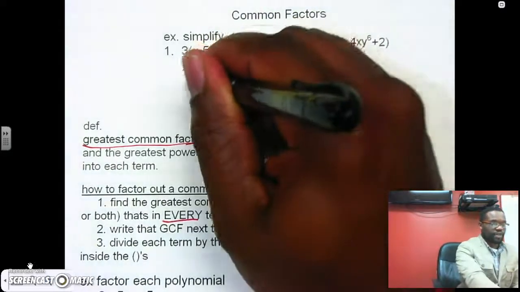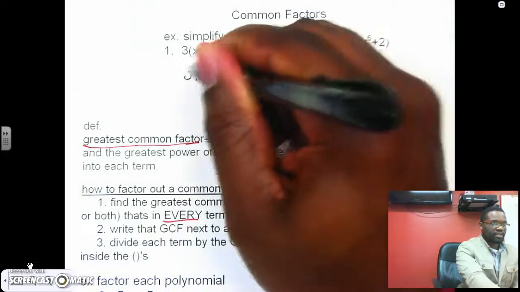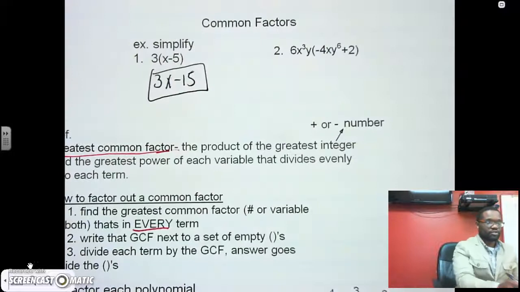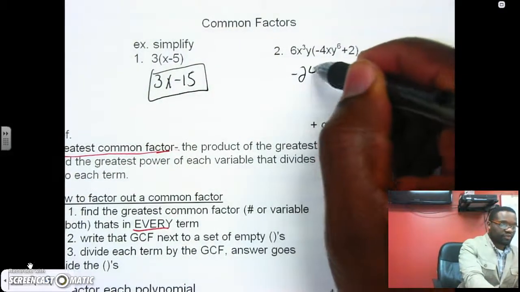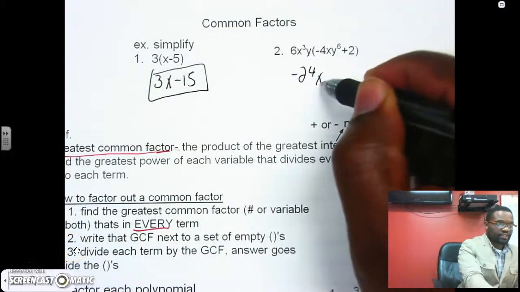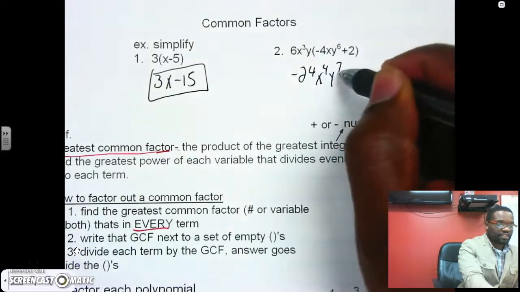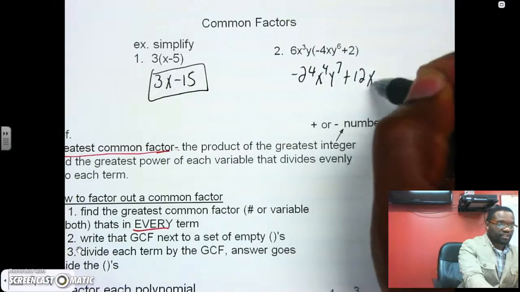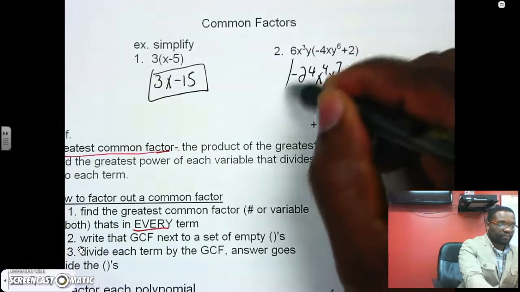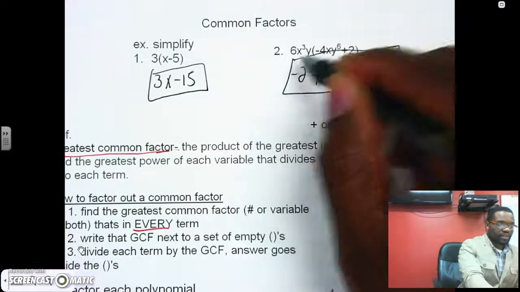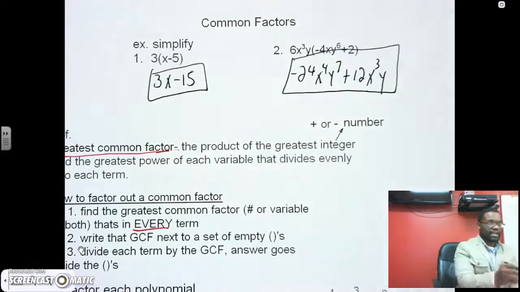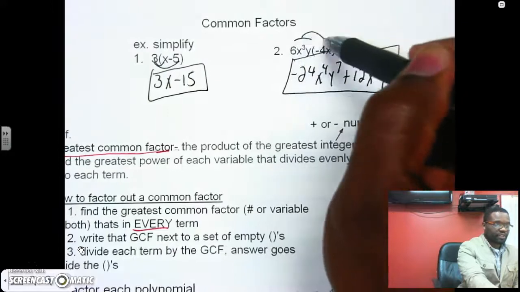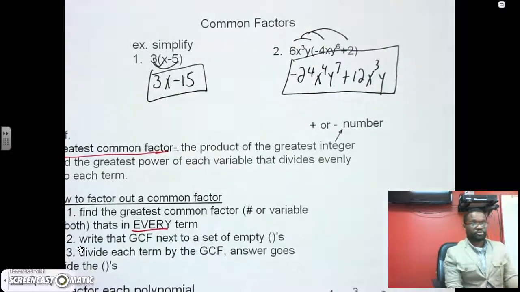Number 1 should be 3x minus 15. And number 2 should be negative 24x to the 4th y to the 7th plus 12x cubed y. Now, how did I get those? I did the distributive property. Okay, all this times all your terms there.